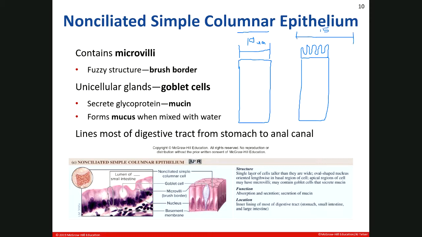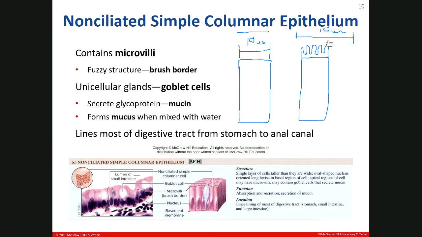So your cell has quite cleverly figured out a way to, even though it has that 10 micrometers of real estate exposed to the lumen, take advantage of that and create this brush border and increase its surface area for absorption.